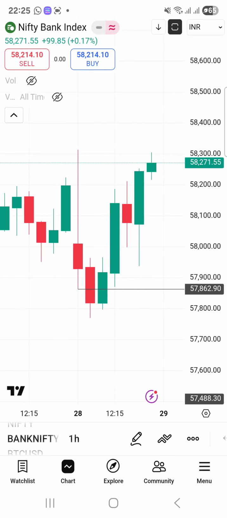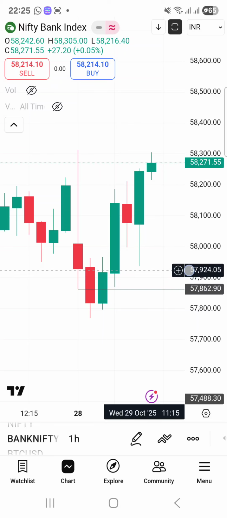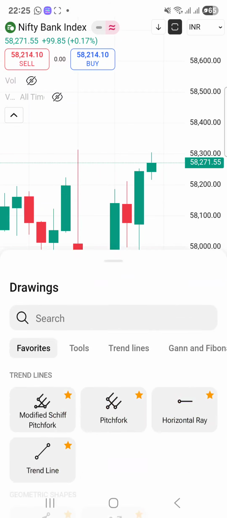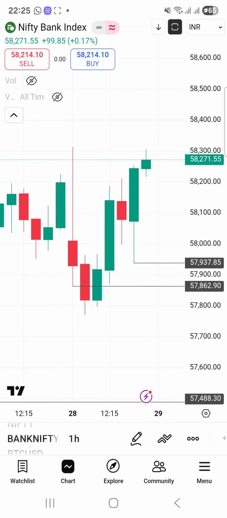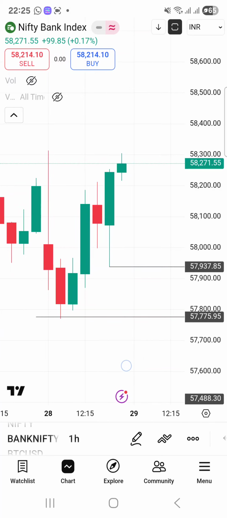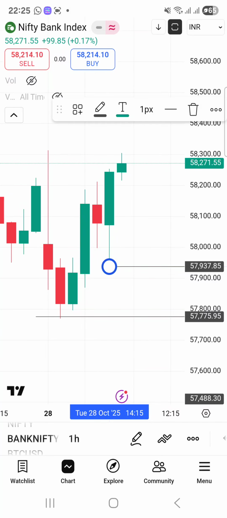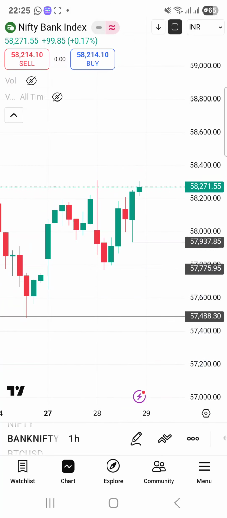Okay, so wherever you enter this market, the stop loss is obviously below this low, because this is the sharpest low we can think about. The ideal stop loss could be below this low, but the more aggressive stop loss for this long trade could be below this low.